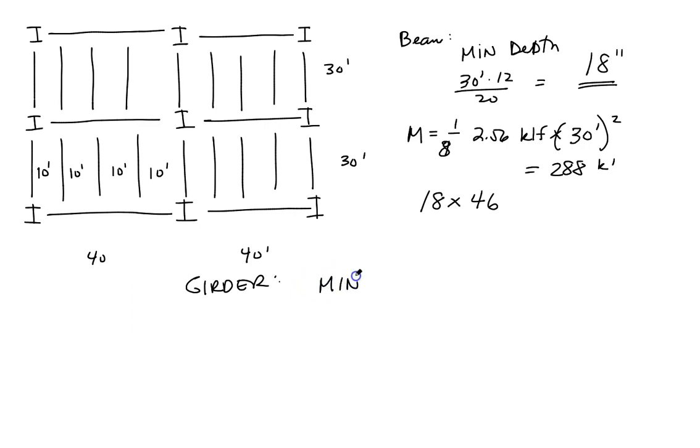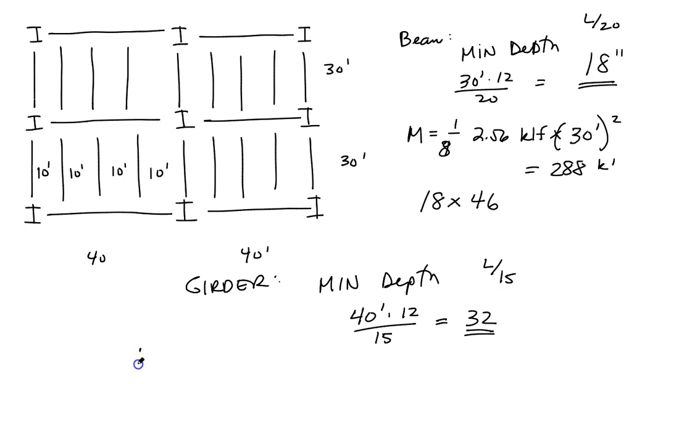So the minimum depth for the girders now would have a 40-foot span. So we'd have 40 feet times 12 over 15. So again, still L over 15 for the girders. This is L over 20 for the beams. And so we would end up with a minimum of 32. So we would at least be looking at W32 or bigger.